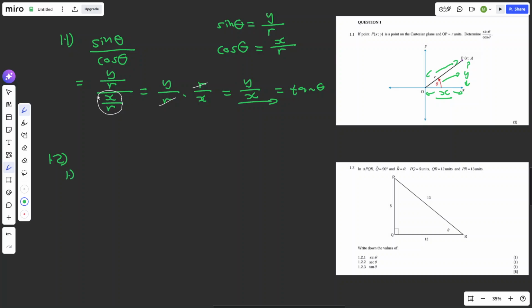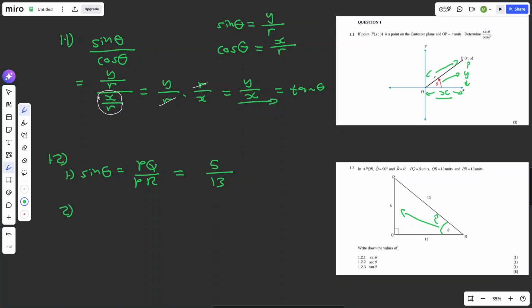Firstly, for sine of theta. Sine of theta we know is opposite over hypotenuse. So if we go here, what is that? Opposite to our angle theta is PQ. So we have PQ divided by the hypotenuse. The hypotenuse here is PR. So now what are these values? PQ is 5 and PR is 13. And that is basically it.